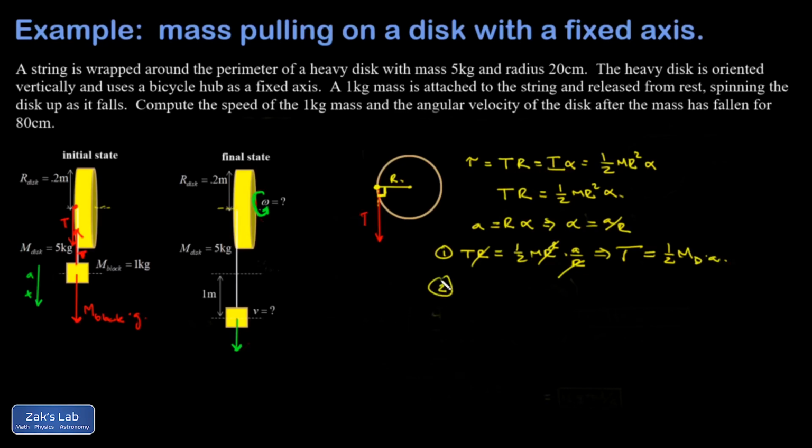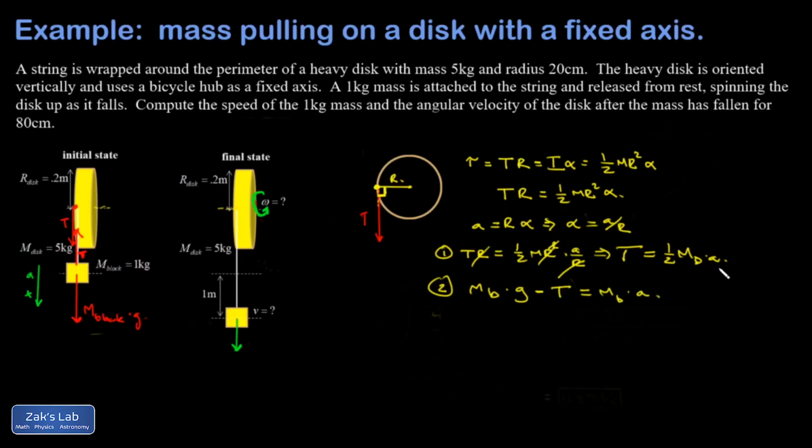My second equation comes from just applying Newton's second law to the hanging block. And I have a downward force of mass of the block times g. I'm going to abbreviate that, call it m_b times g, and an upward force of T on the block. That's the net force, and that's equal to the mass times the acceleration.